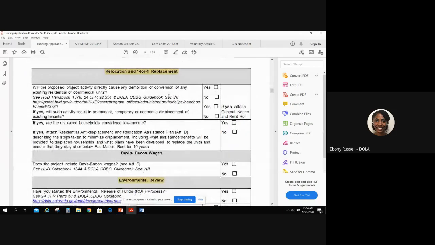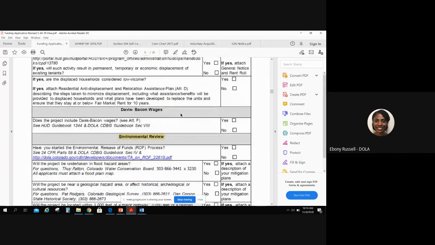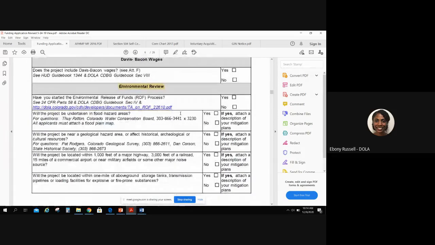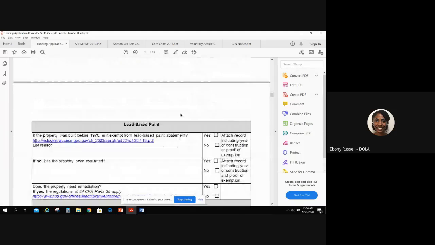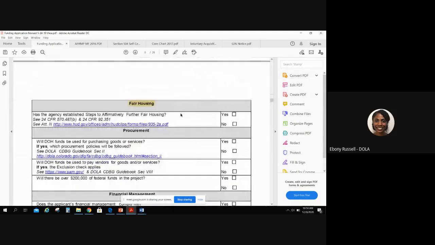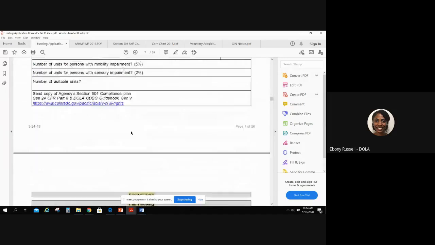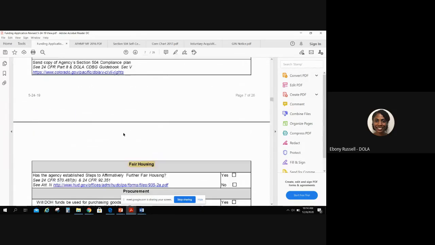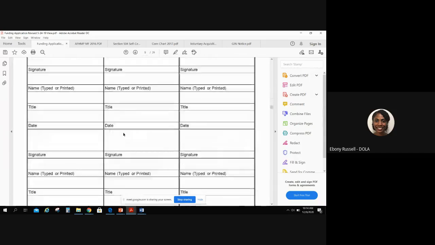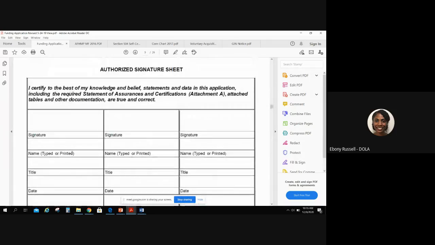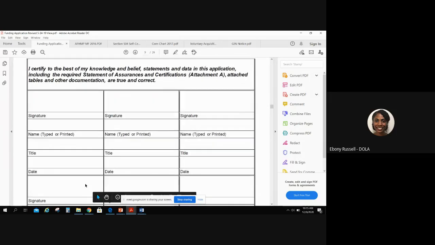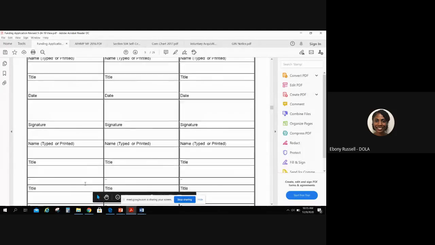So today we'll talk about in detail one-for-one replacement, URA. Davis-Bacon we'll talk about next time because that is after contract execution. Environmental review we'll talk about today. And fair housing. We'll also talk about your 504 compliance, and I didn't highlight that, yeah. So after you've completed, everyone will sign here certifying that everything is true to the best of their knowledge.